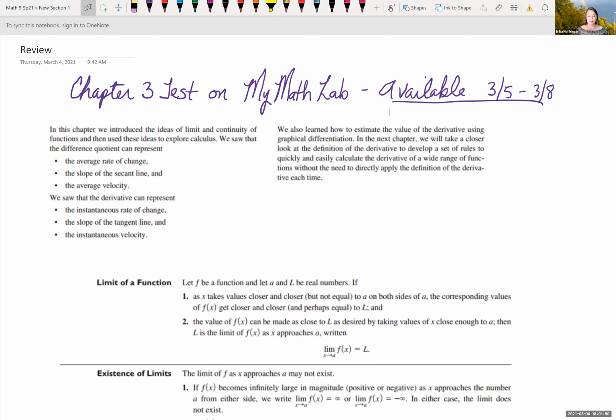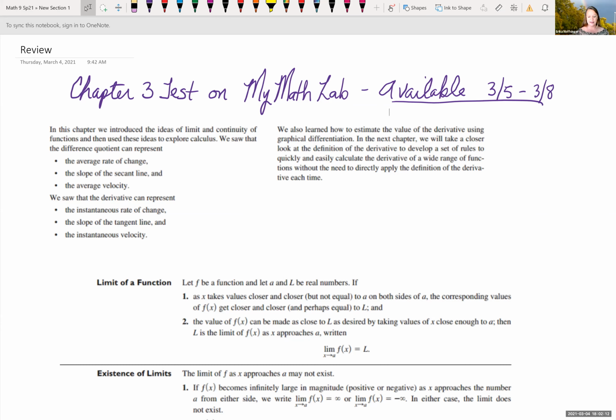So you have a Chapter 3 test this weekend on My Math Lab. It's going to be available starting tomorrow, Friday, and it's going to be available until Monday, 11:59 p.m. So you want to be able to get on and take this exam on My Math Lab this weekend. You want to be able to sit down and do it in one sitting.